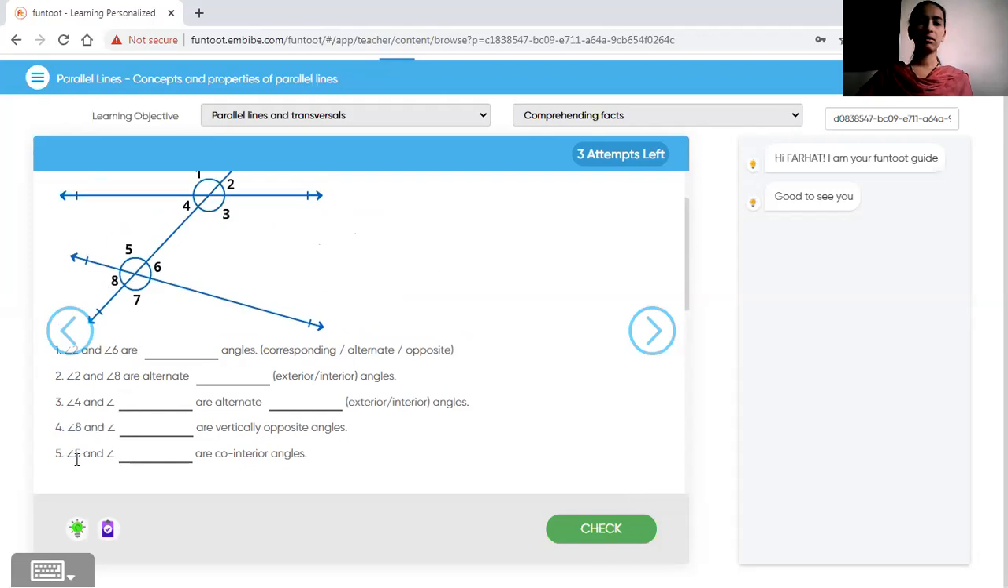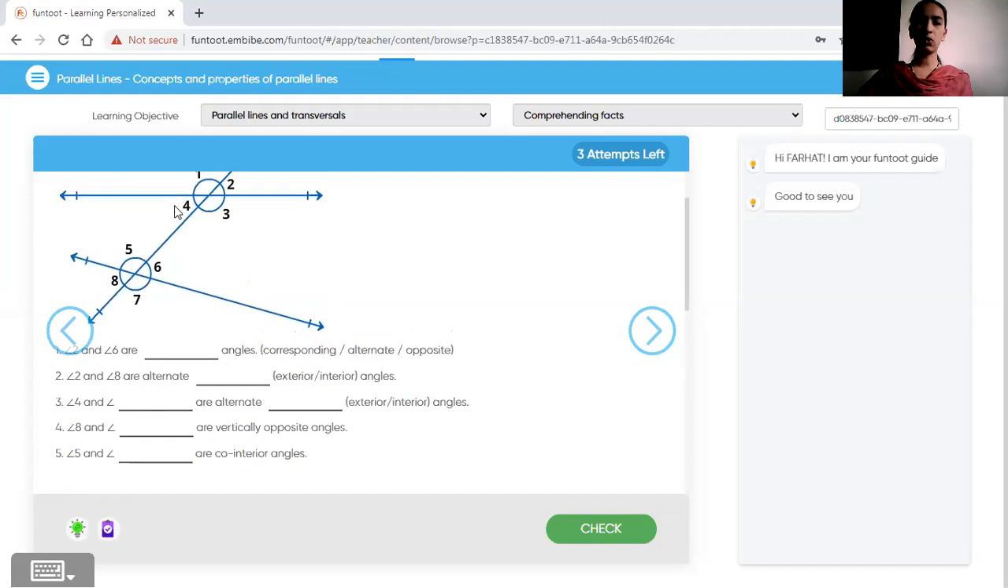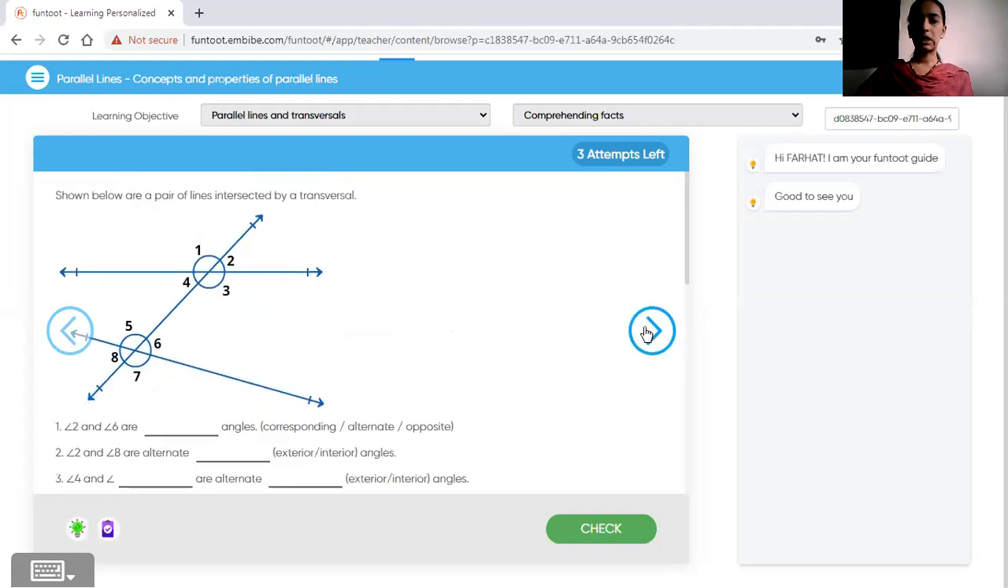And the last one: angle 5 and dash are co-interior angles. Co-interior means with the adjacent angle. So 5 and 4 are co-interior angles. These are on only one side of the transversal and they should be interior to each other. They are called co-interior, and the sum of both will be 180. Okay, students, understand this question? Okay, take the next one.